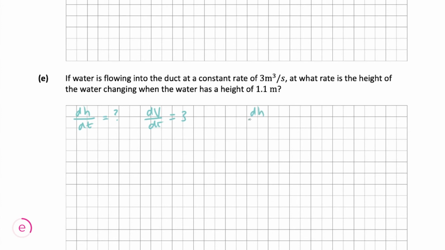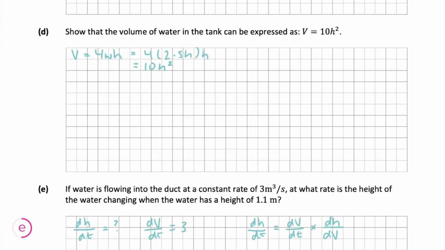Now we need to form an equation using what we want to know and what we already know. So we want to know dH/dt, and we know dV/dt. We want to multiply it by something that will cancel out to give us dH/dt. For that to happen, we need dH on the top, and the dV needs to cancel out, so the dV is going to be on the bottom. So we need to find dH/dV.